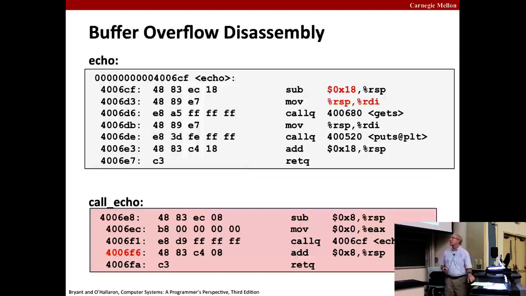So here's the code, and we'll go through it. First of all, this is the code for echo. You see that echo calls getS and it calls putS. And here's the part of the code where you can tell how much memory got allocated for the buffer. Hex 18 is what in decimal? 24, right?